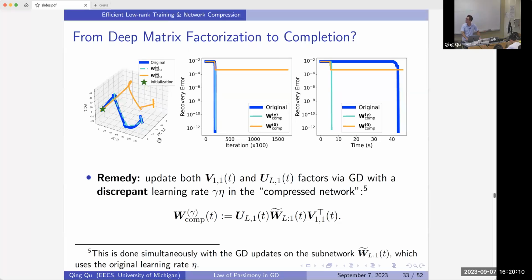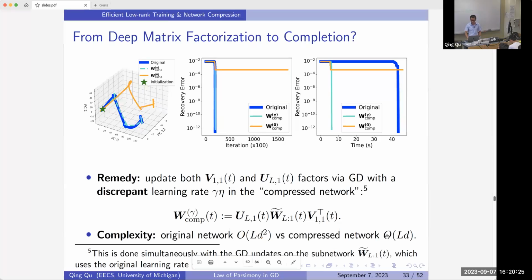By doing this, if you look at the dashed curve, you can achieve similar performance to the original network by updating the U and V on the left and right. And doing that, you only pay a little bit of extra complexity, but you can still achieve pretty fast convergence compared to the original deep matrix factorization approach.